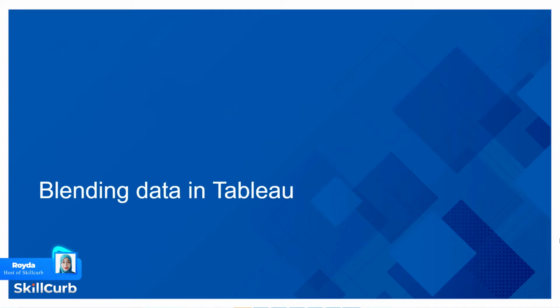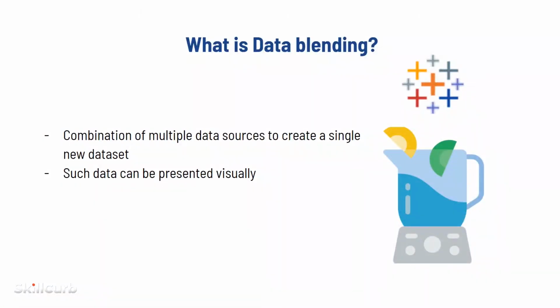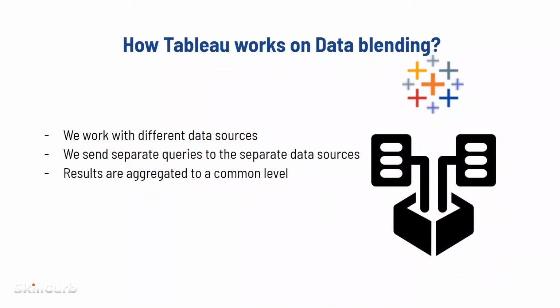This is our 7th tutorial from the section of connecting to data in Tableau. In this video, we will talk about data blending. What is data blending? Data blending is combining multiple data sources to create a single new data set which can be presented visually in a dashboard or other visualization. Unlike data joining, which means we will be working with only one and the same source.